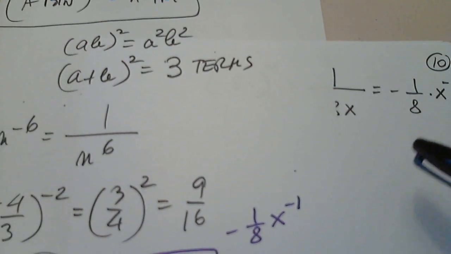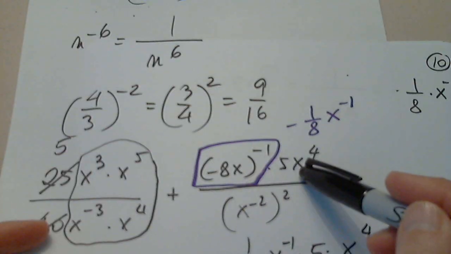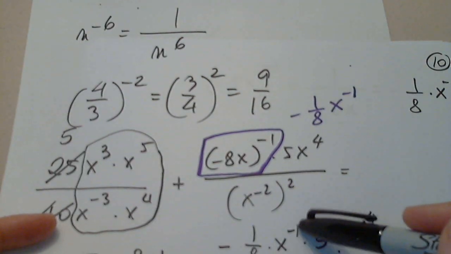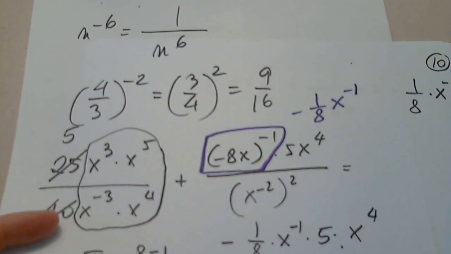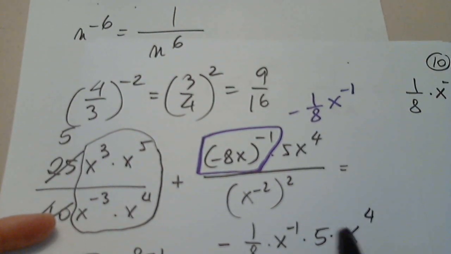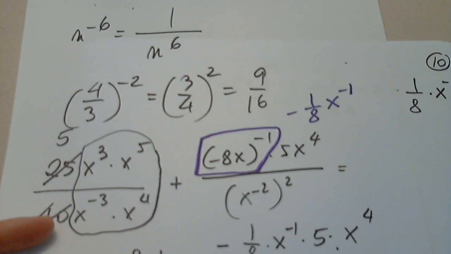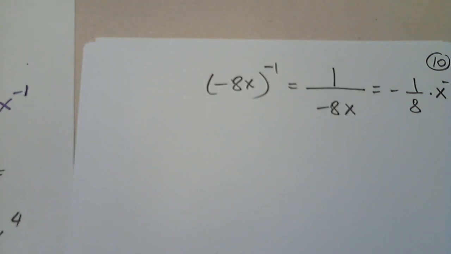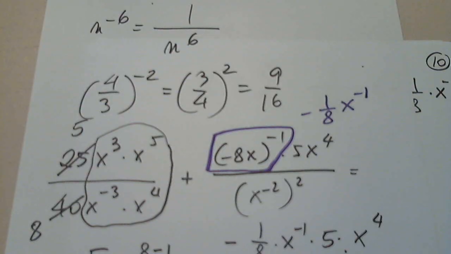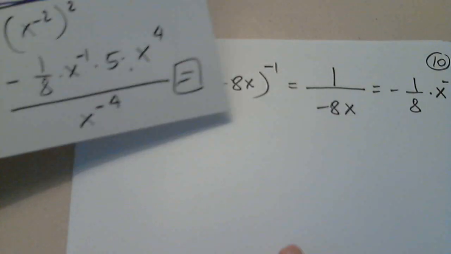Why I'm doing this? Because I need to multiply. I need to multiply x to negative 1 by x to the 4th, and then divide by x to negative 4. That's why I want them lined up. This times this over this. Is this better? So, coming back. So we continue, jump over all that.